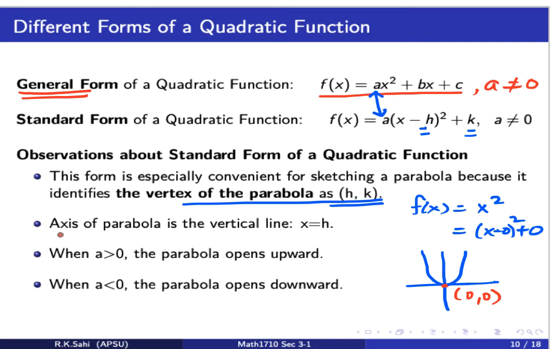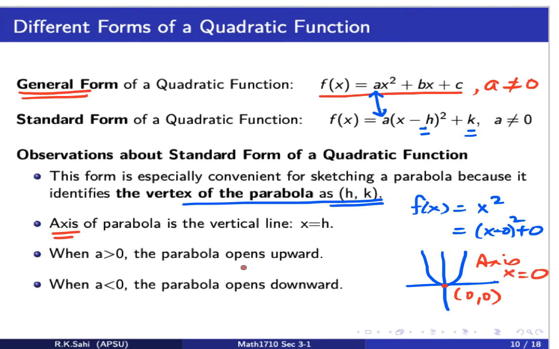Now, talking about the axis of the parabola, it is the line which passes through the vertex. In this scenario where it is h and k, so that's the vertex. For the example we have, the axis of the parabola here, according to the formula, is x equals h. The axis in this example is x equals 0.